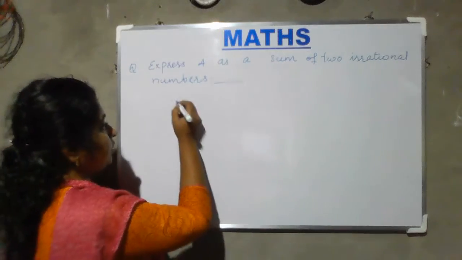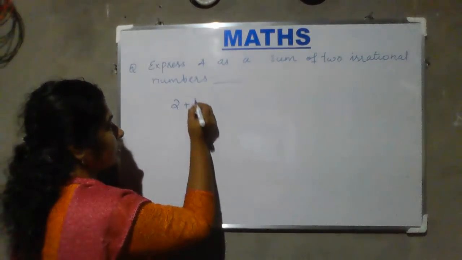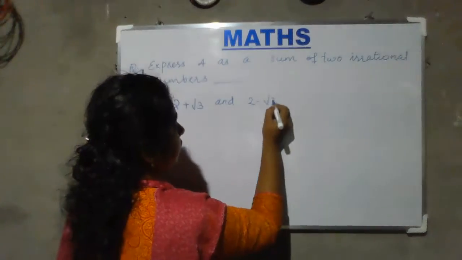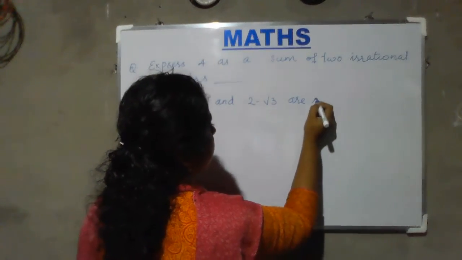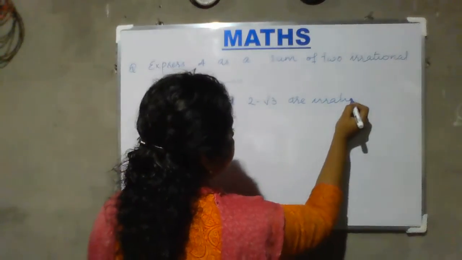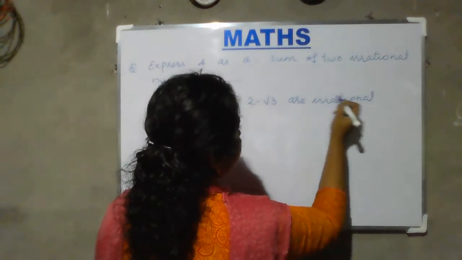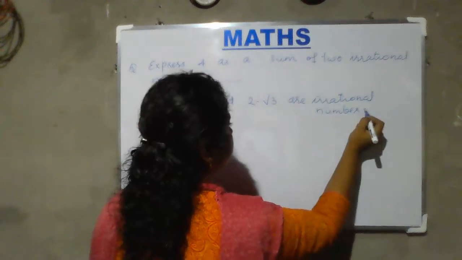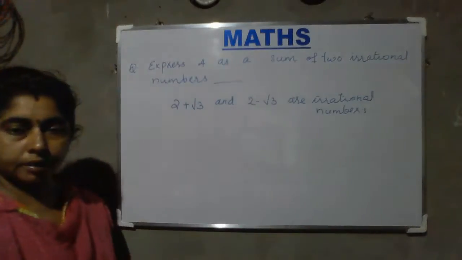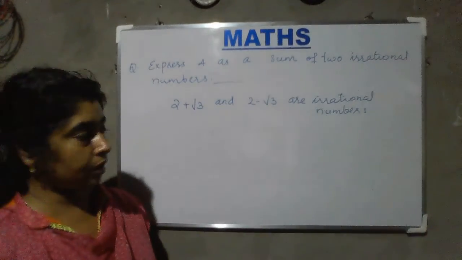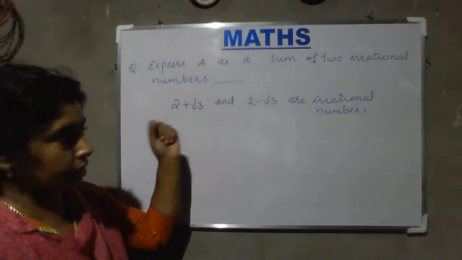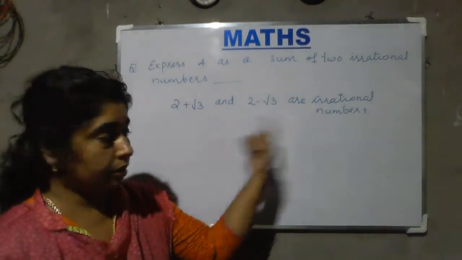Now, you know that 2 plus root 3 and 2 minus root 3 are irrational numbers, because root 3 is an irrational. Then 2 plus root 3 is irrational and 2 minus root 3 is irrational.